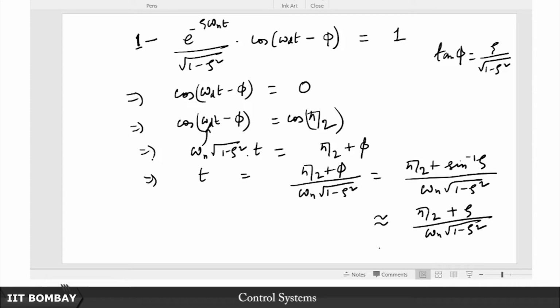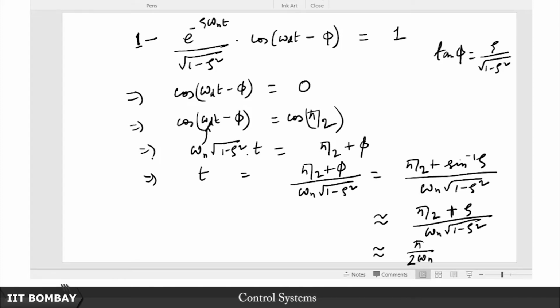And then subsequently make another approximation which might seem like an overkill, but you can actually try out with several different values of zeta between 0 and 1 and convince yourself that this is not a huge error. So what I am then going to say is that this is almost equal to pi by 2 omega n, all right. That is what we are going to claim.